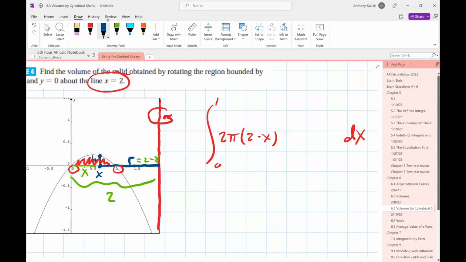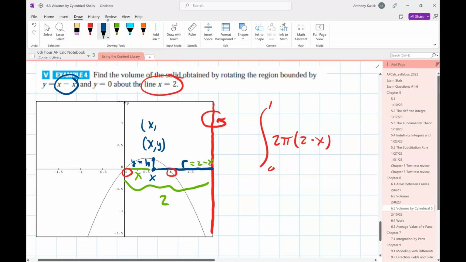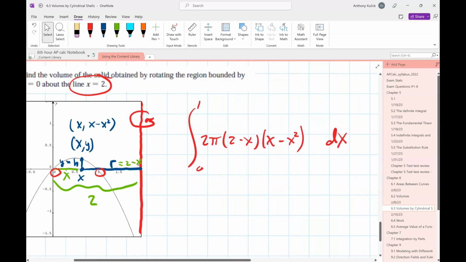So that is going to be like the height then, right? If that point on the x-axis is x, this is the point x comma y, so the height is the y. In this case, what is the y on that curve? x minus x squared. And we're set. Integral time.